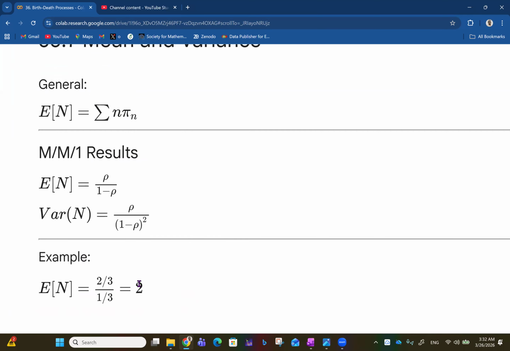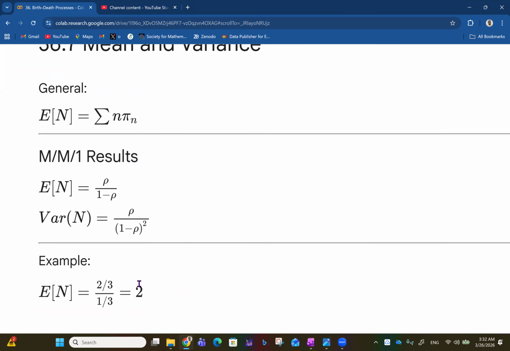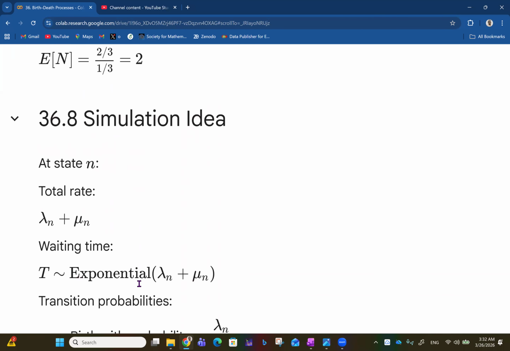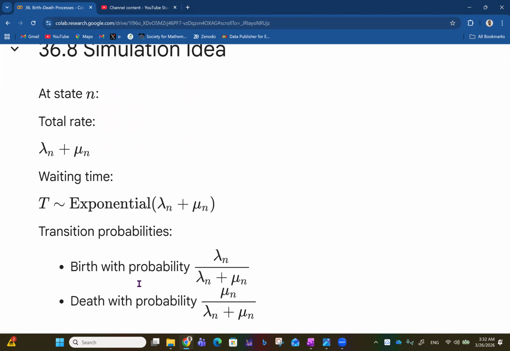Rho is actually arrival rate over service rate. So 2 over 3, like that. So that 1 minus rho is 1 over 3. Then for 36.8, now you have the simulation idea.